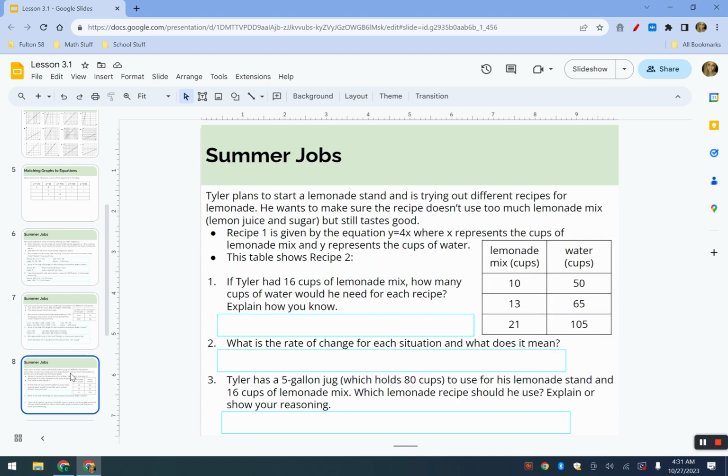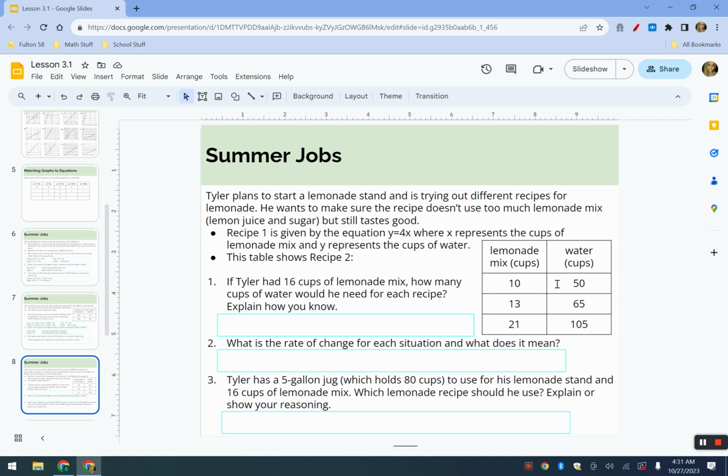So now Tyler plans to start a lemonade stand and is trying out different recipes for his lemonade. He wants to make sure the recipe doesn't use too much lemonade mix, which is lemon juice and sugar, but he still wants it to taste good. So recipe 1 is given the equation y equals 4x, where x represents the cups of lemonade mix and y represents the cups of water.